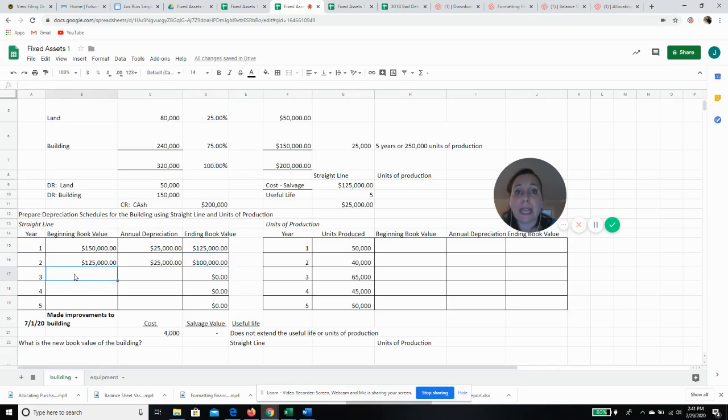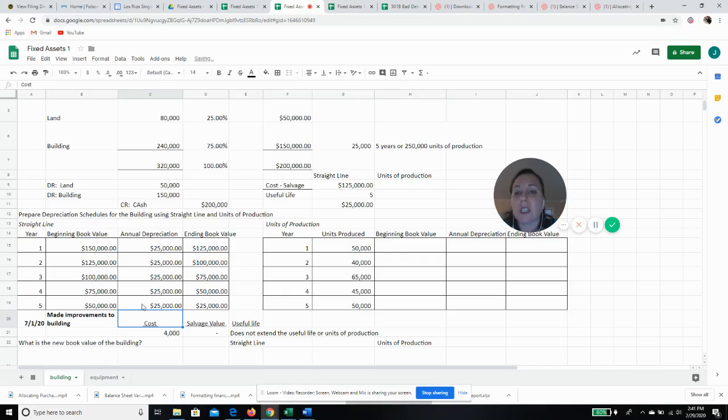Remember, our beginning book value is last period's ending book value, so that's going to be $100,000 minus $25,000 depreciation again, because remember, our depreciation expense is the same every year, and our ending book value at the end of year 3 is $75,000. Carry that over to year 4, enter my depreciation, and the ending book value at the end of year 4 is $50,000.